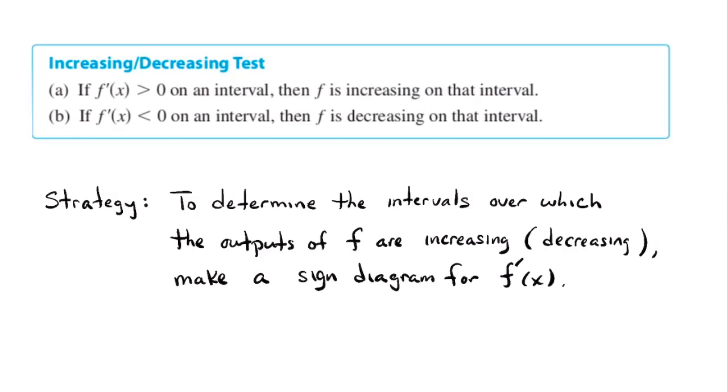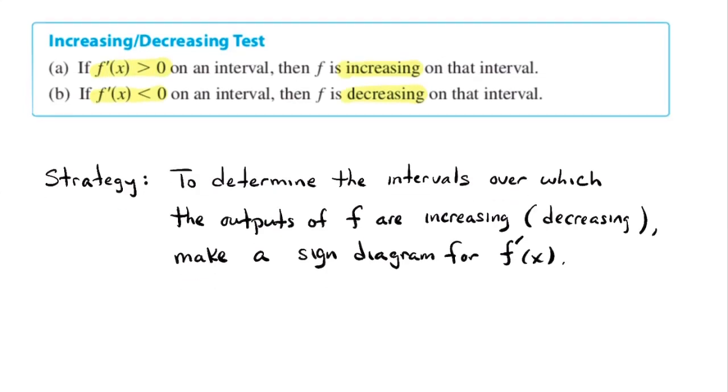So I personally like this test. I think it's an example of mathematics being kind to us because it's easy to remember. First derivative positive, something's getting bigger. First derivative negative, something's getting smaller. Positive I sort of associate with bigger and negative with smaller. So it's nice to remember it that way.